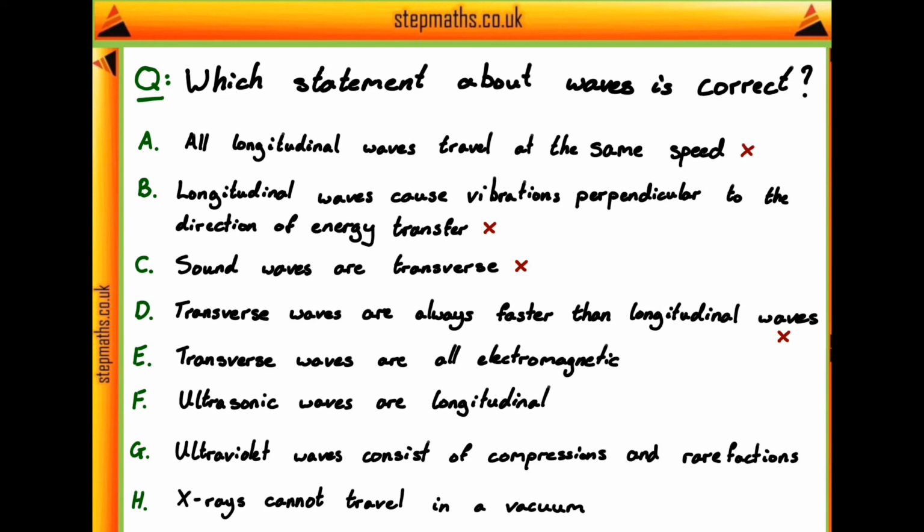Moving on then, we can look at statement E, which says that transverse waves are all electromagnetic. Well, we've just thought about some other examples. We said things like waves on a string, which is going to immediately disprove statement E, so we know that's going to be false as well.